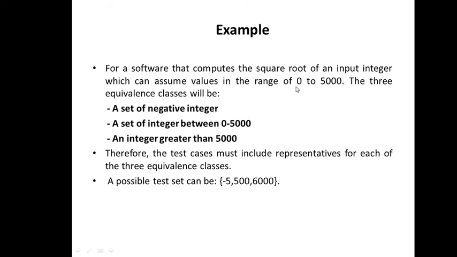So as per the guideline, since it is given in the form of a range, we'll be having three classes: a set of negative integers, that is less than 0, a set of integers between 0 to 5000, that is the valid range, and an integer greater than 5000, that is beyond the range. So we'll be having three classes here, right? Therefore, the test case must include a representative for each of the three equivalence classes.